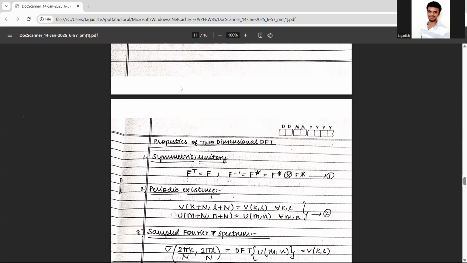So the properties of two-dimensional DFT: the first property is symmetric unitary. Now, only write down. I am giving you time to write down. Don't just see like cinema hall, like cinema is going on. You have to write and practice. So one day I'm going slowly. Write down the first property, symmetric unitary. The first one will be F transpose is equal to F. Wait, students.